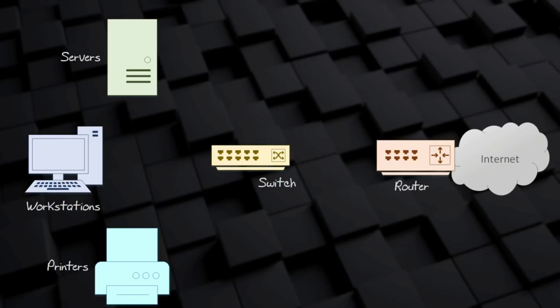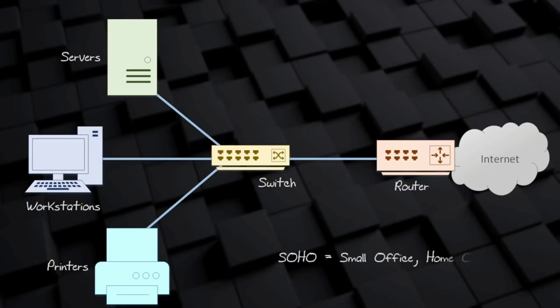Networks come in different sizes. A network at home is an example of a small network. These networks usually only have a few nodes. This is called a SOHO network. SOHO means small office, home office. These networks typically have a couple of computers, a printer, a few phones and tablets. Some devices will be wireless, and some are connected to a switch.